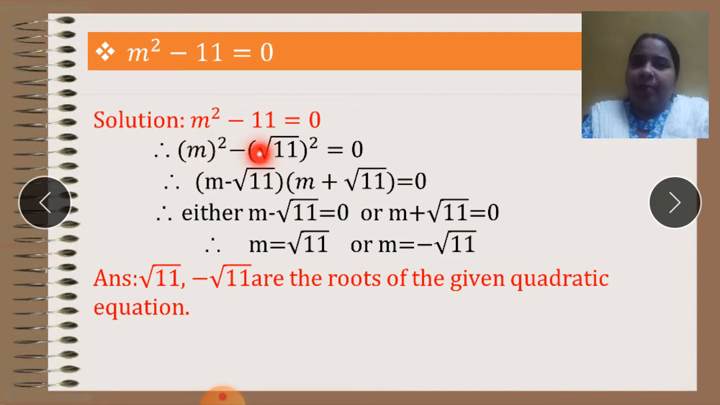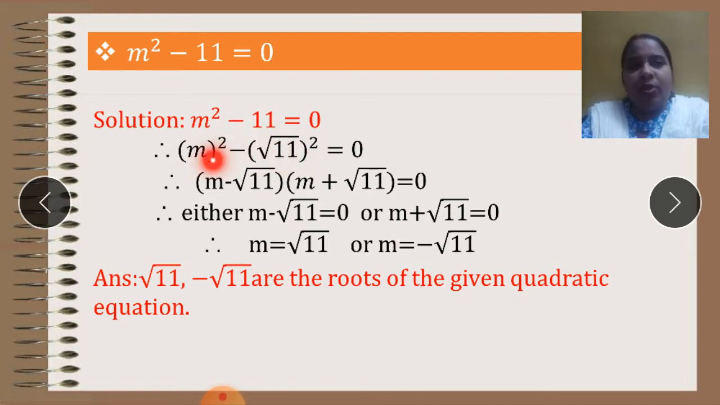See, m square minus 11 is not a perfect square, but can we write it as root 11 the whole square? I hope you remember we have learned, sirs, that square root of 11 the whole square, when I take the square of it, what do I get? 11. How do I get that 11? Yes, it is root 11 into root 11. This one, root 11 the whole square is what? Root 11 into root 11, which is nothing but the square root of 121, which is 11. That is the reason 11 is written as square root of 11 the whole square.